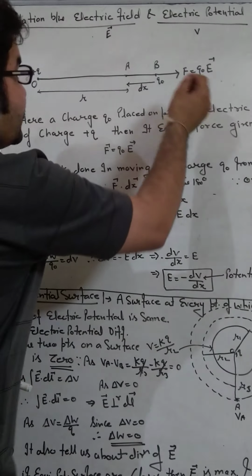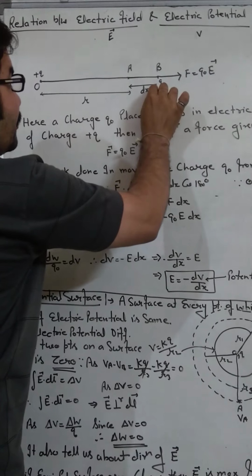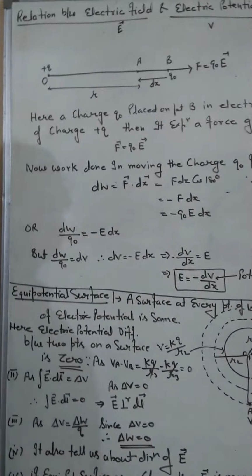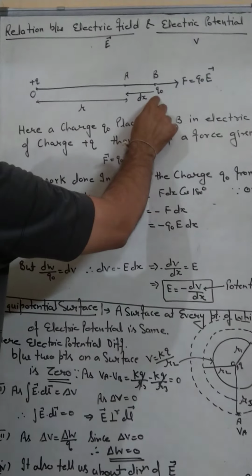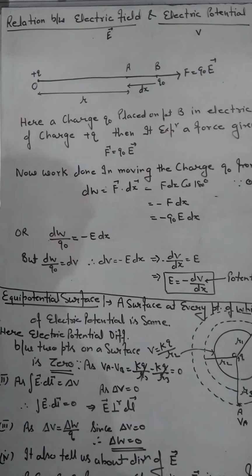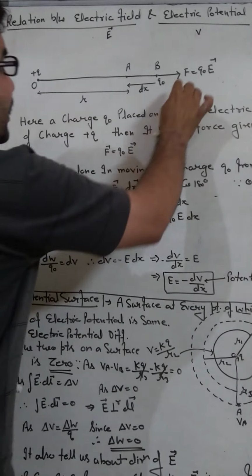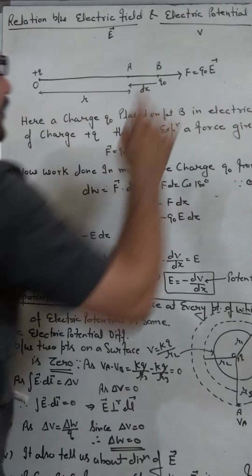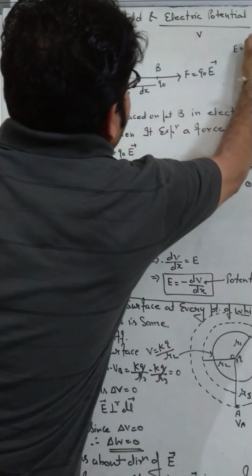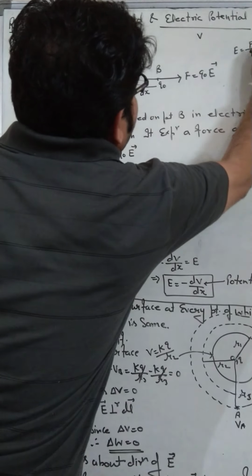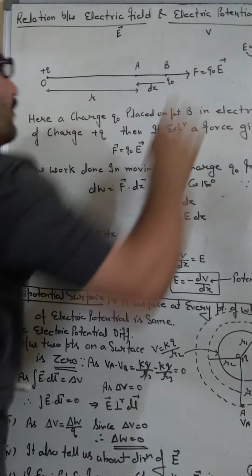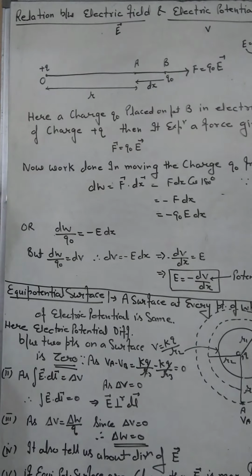If we bring a charge from infinity to point B, then at point B there is a Q naught charge, which in the presence of the electric field produced by that positive charge experiences a force. By the definition of electric field intensity, E is equal to F upon Q naught, then force will be Q naught into E. That topic we have already studied in previous classes.